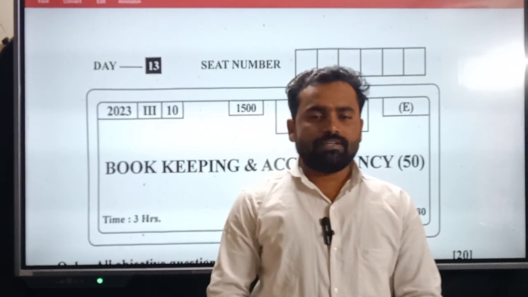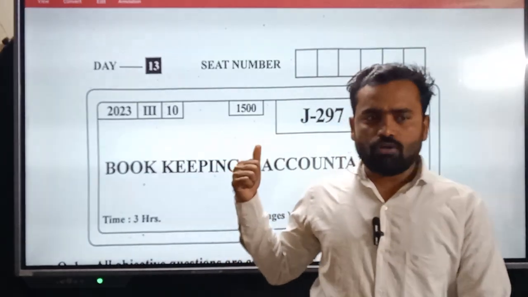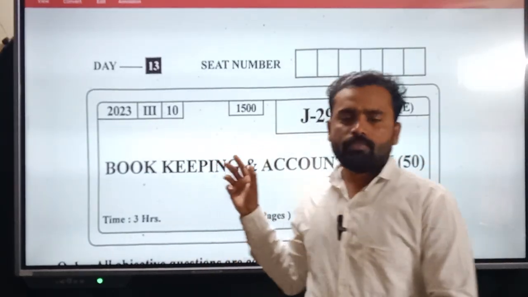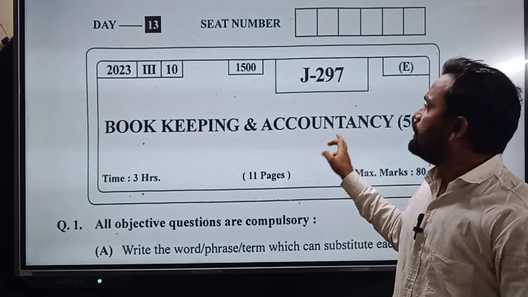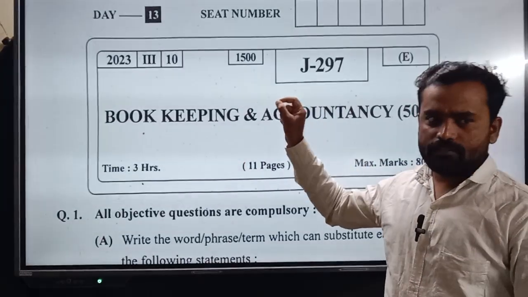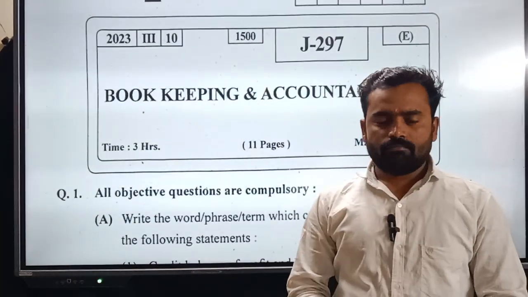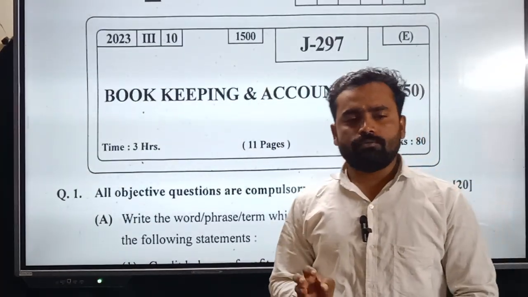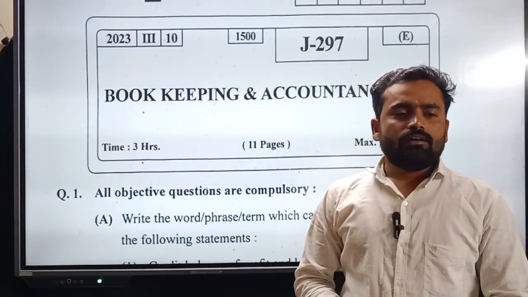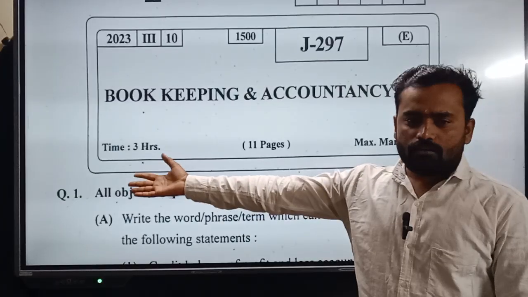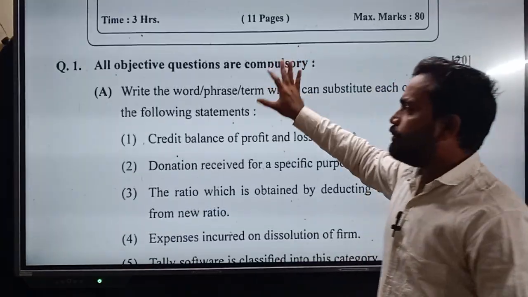Today we are going to discuss the 12th class commerce board question paper. You can look at the Bookkeeping and Accountancy 2023 board question paper, and you know the question paper pattern: question numbers 1, 2, 3, 4, 5, 6 and 7. There are 7 questions, and question number 1 is the objective type question. In this objective type question there are 4 bits.